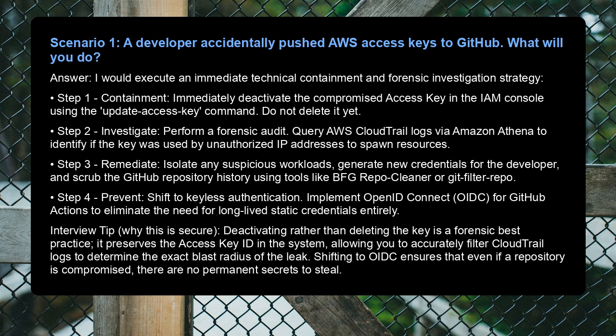Step 4: Prevent. Shift to keyless authentication. Implement OpenID Connect (OIDC) for GitHub Actions to eliminate the need for long-lived static credentials entirely. Interview tip: why this is secure. Deactivating rather than deleting the key is a forensic best practice. It preserves the access key ID in the system, allowing you to accurately filter CloudTrail logs to determine the exact blast radius of the leak. Shifting to OIDC ensures that even if a repository is compromised, there are no permanent secrets to steal.